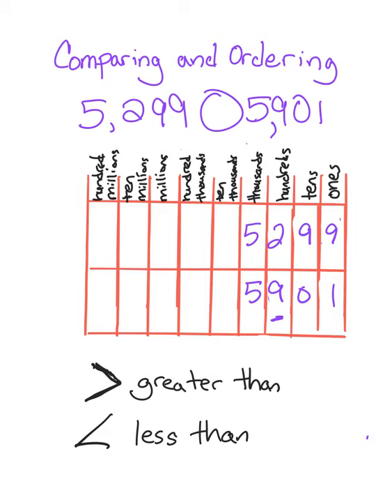Okay, when we read numbers from left to right, the first place that we notice they are different is in the hundreds place. So all we really have to say is which is larger, 200s or 900s? Of course, the answer would be 900s. So we would put our sign like this, and we would read this as 5,299 is less than 5,901.